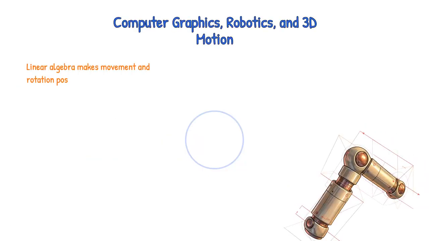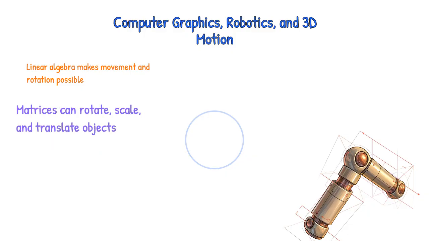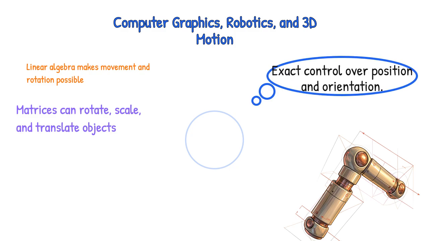Third, linear algebra makes movement and rotation possible in computers and machines. If you have ever seen a 3D video game, a robot arm, or a drone navigating space, linear algebra is doing a lot of the heavy lifting. Matrices can rotate, scale, and translate objects in 2D and 3D space. That is useful because engineers need exact control over position and orientation.